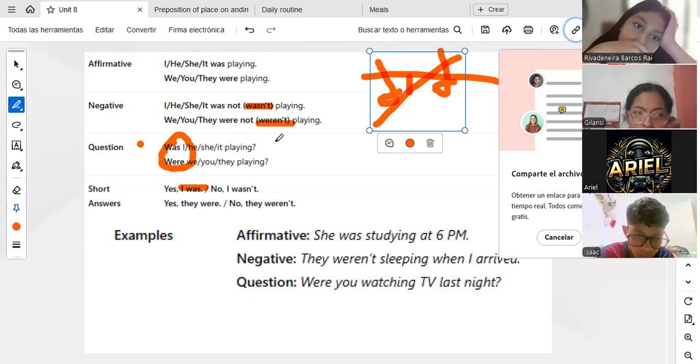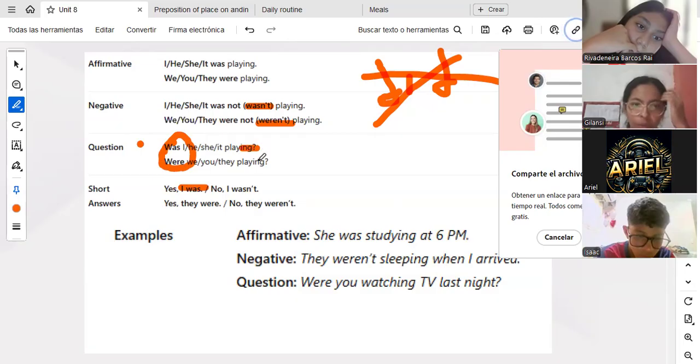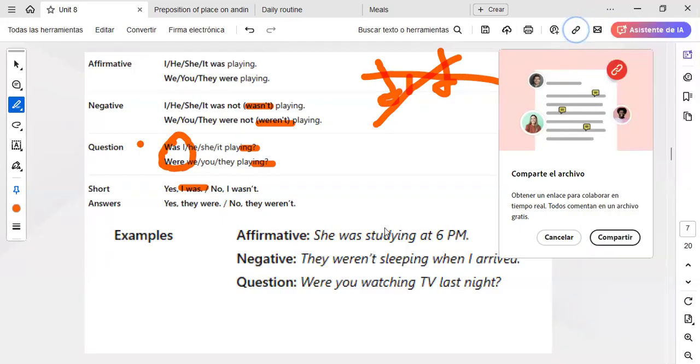¿Cuál sería la diferencia entre pasado simple y pasado progresivo con el verbo to be? El ing al final del verbo. El ing al final del verbo solo lo utilizamos en tiempos progresivos. O sea, que en past simple, por ejemplo, yo le pregunto, ¿dónde estuviste ayer? Eso es pasado simple. Where were you yesterday? Eso es pasado simple y no estoy utilizando ningún auxiliar. Let me type it on the chat. For example, where, this is a WH question. Where, this is verb to be, you, yesterday.